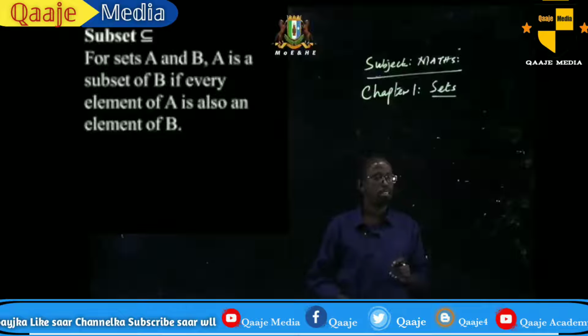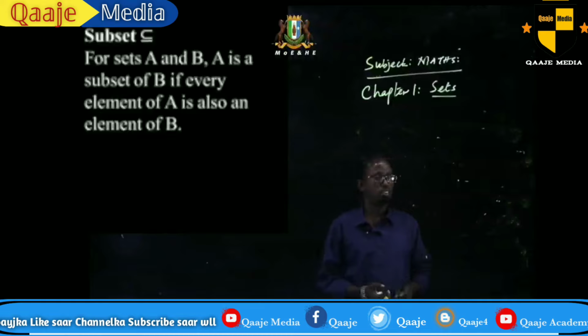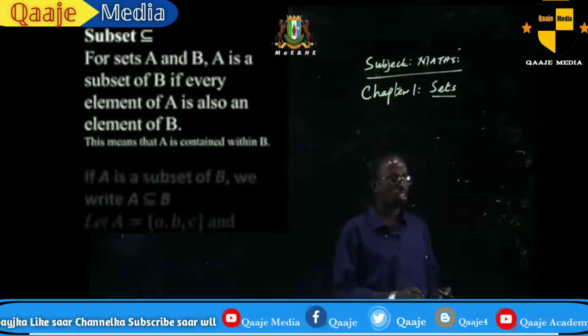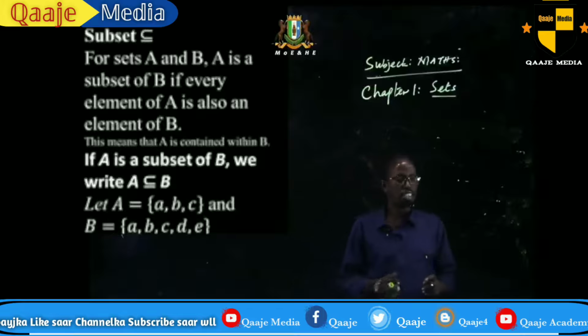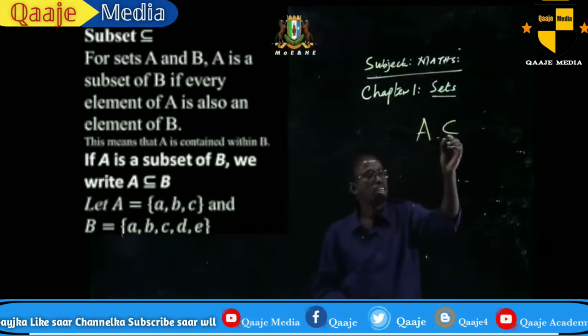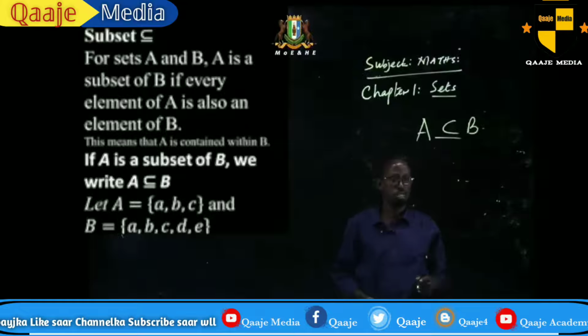Subsets and proper subsets. Now a subset: for sets A and B, A is a subset of B if every element of A is also an element of B. This means that A is contained within B. Example: if A is a subset of B, we write A ⊆ B.